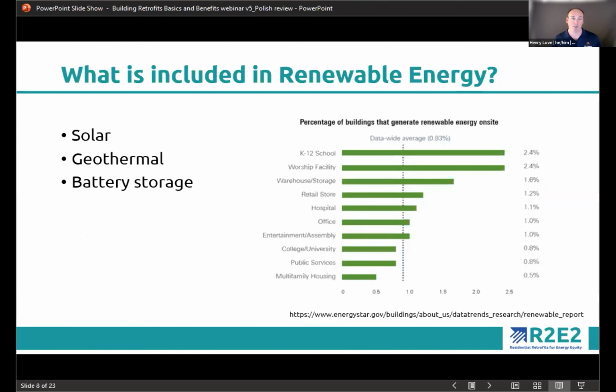So what is included in renewable energy? Systems like solar, geothermal, and battery storage are typical systems that would be paired with housing. And as you can see in this chart to the right, multifamily housing compared to other commercial buildings has a pretty low adoption rate of renewable energy on site. There's a lot of complications, and we may get into some of that later.